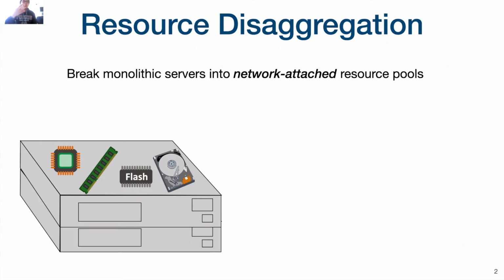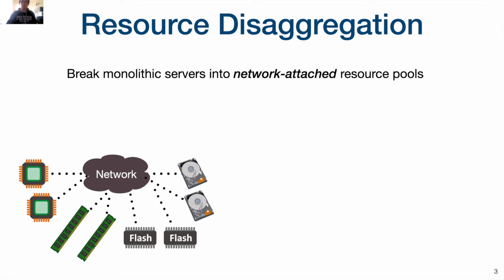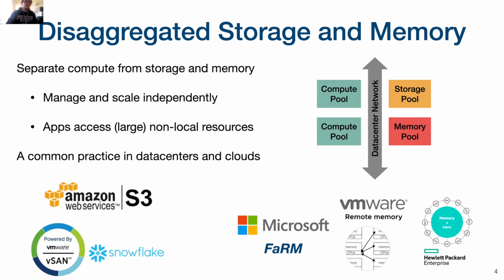A recent trend called resource disaggregation breaks monolithic servers into network-attached resource pools. It offers many benefits and therefore has attracted quite a lot of attention and adoption in academia and industry. Notably, disaggregated storage and disaggregated memory, which separate storage or memory from compute, have seen increasing amounts of adoption in data centers and clouds. Both disaggregated storage and memory offer flexible management and independent scaling of data center resources, which in turn enable more types of applications.